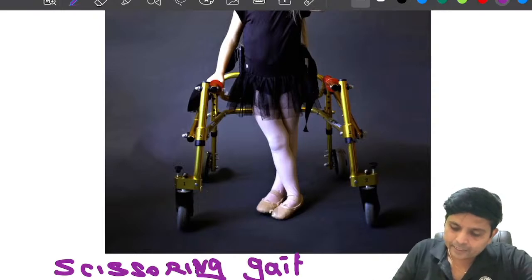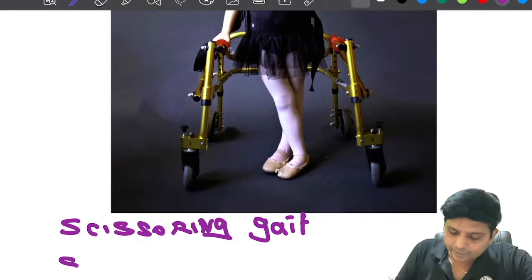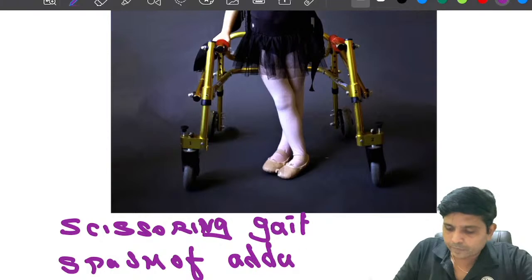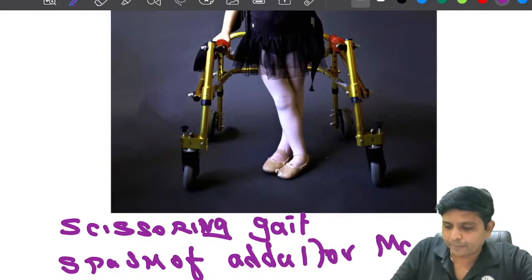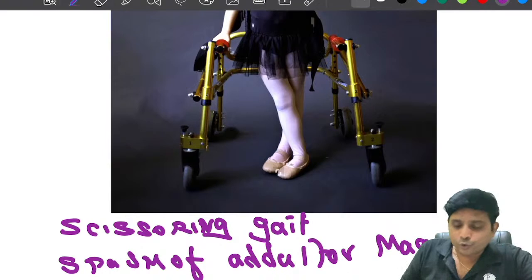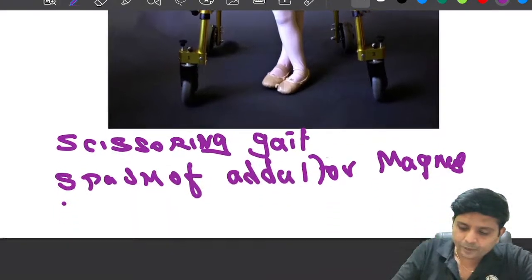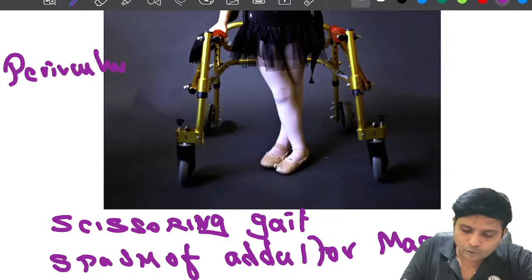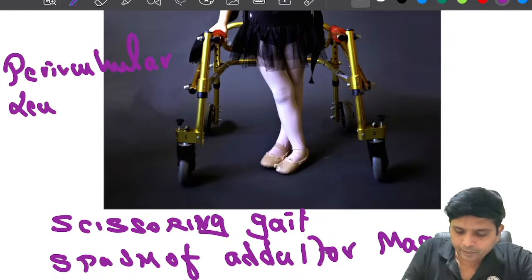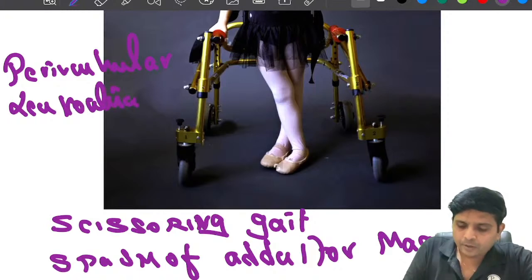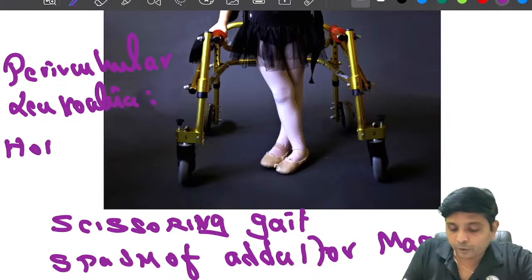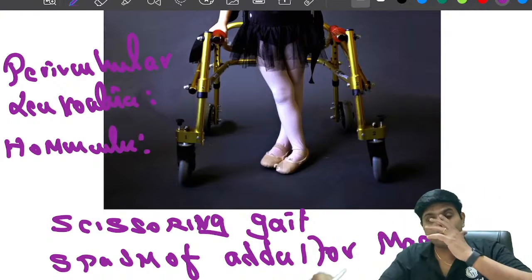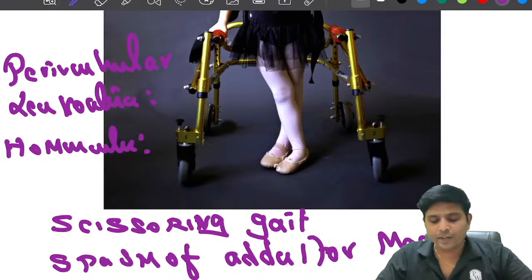This scissoring gait is due to spasm of adductor muscles, particularly adductor magnus, which is usually due to periventricular leukomalacia. What do you mean by homunculus? The area controlling the thigh muscles falls exactly over the ventricular area.